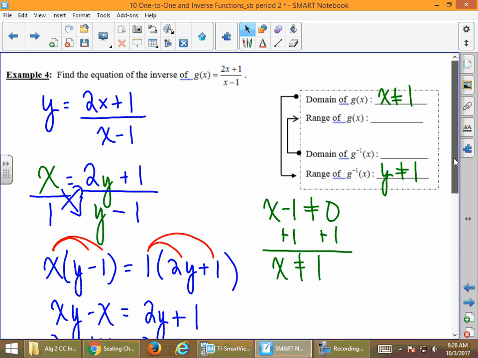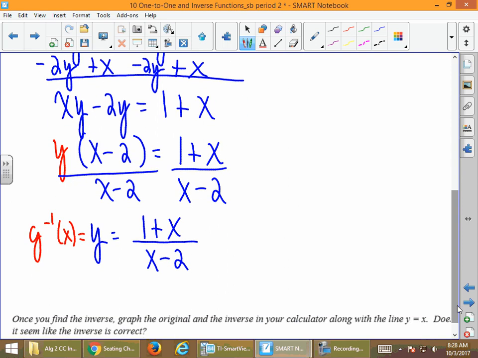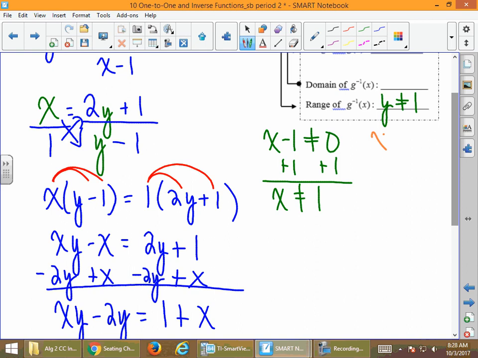The other part that we can find is the domain of our inverse. Here's our inverse function down here at the bottom. To find the domain of that inverse, we take the denominator, x minus 2, and set it not equal to 0. This is the domain of the inverse. We add 2 to both sides, and we get x doesn't equal 2.